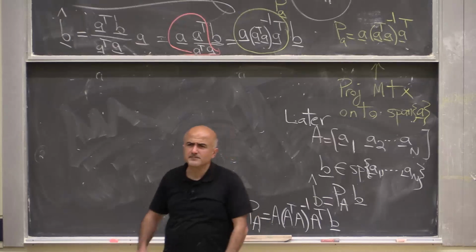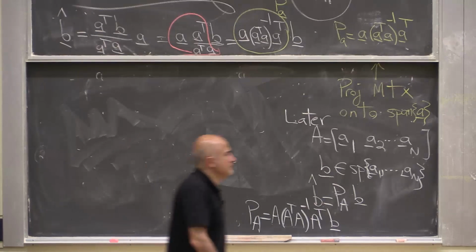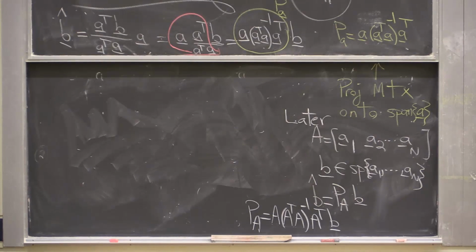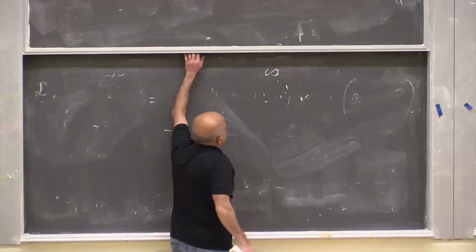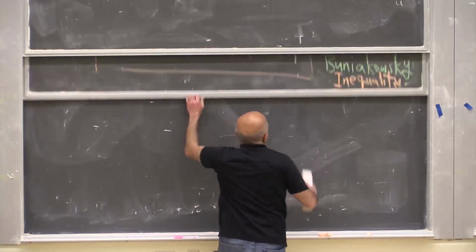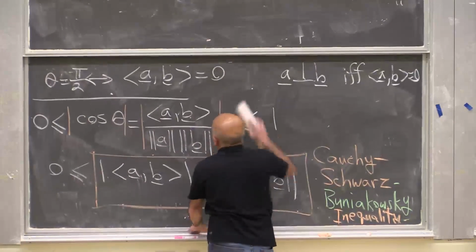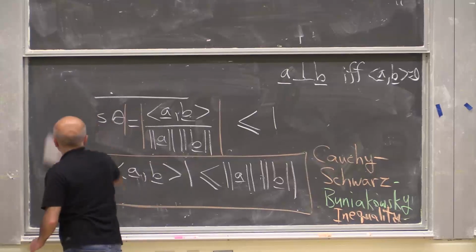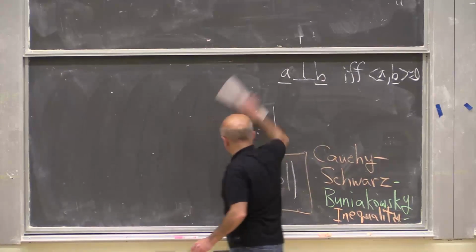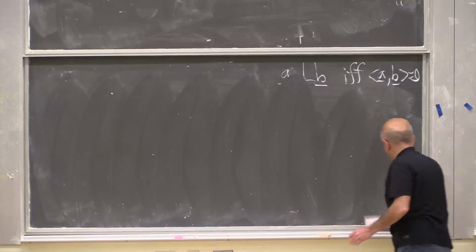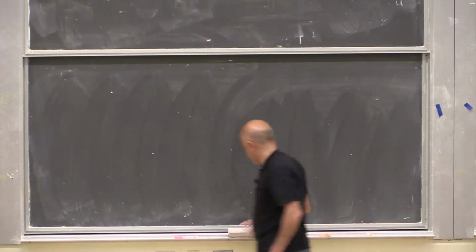Am I out of time? How much time do I have? 4 minutes. Ah! 1 minute for each subspace. Woohoo! Just kidding. Okay.